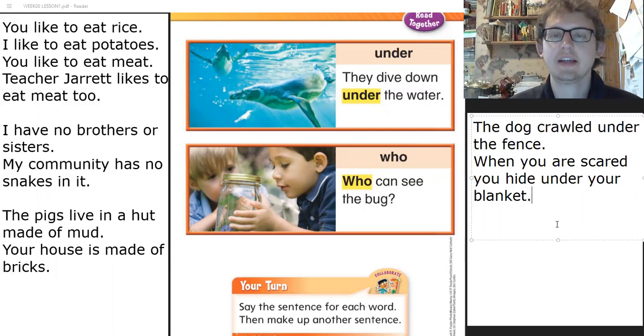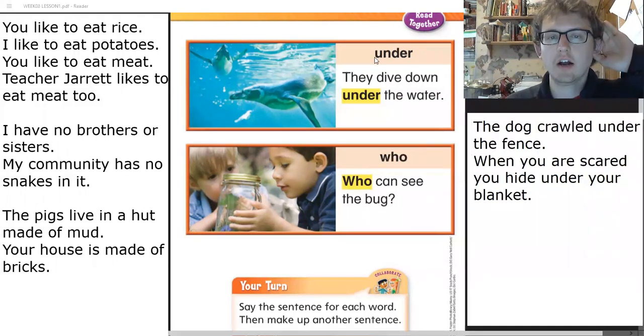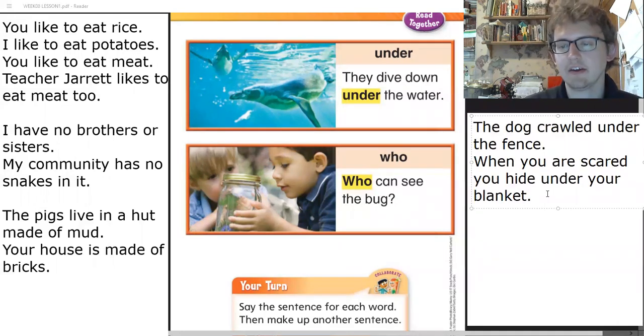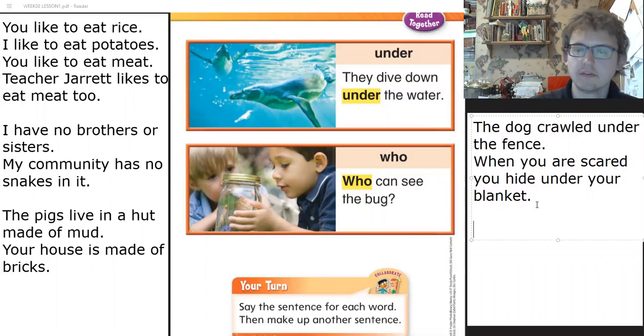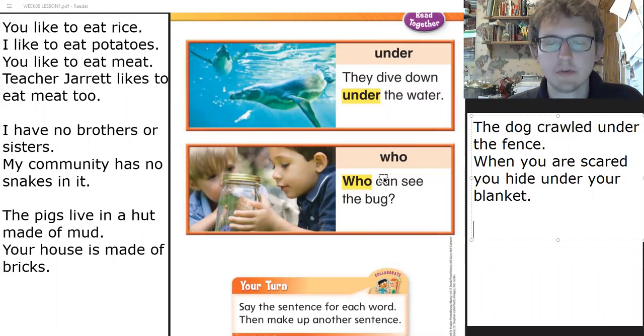All right, let's read this together. Under, U-N-D-E-R. They dive down under the water. The dog crawled under the fence. When you are scared, you hide under your blanket. Okay, very good. Now let's learn our last word.